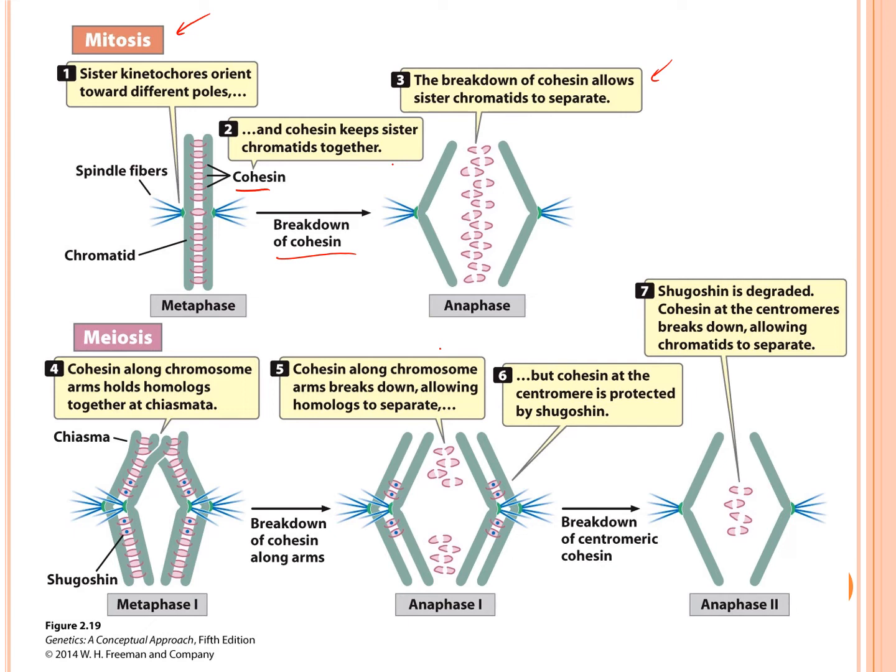But in meiosis, we have 2 divisions, and we need to make sure that we only separate sister chromatids at the appropriate time, which would be meiosis 2. So if you look down here at meiosis, notice that there's going to be tension pulling on these chromatids at the kinetochore. And if we don't find a way to keep those chromatids together, when we pull on this kinetochore, we could rip off this chromatid.